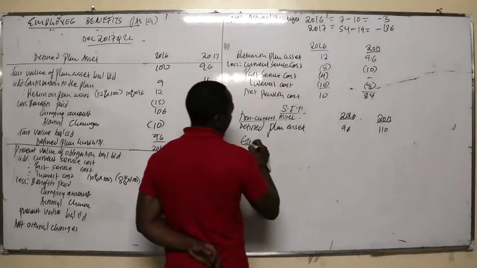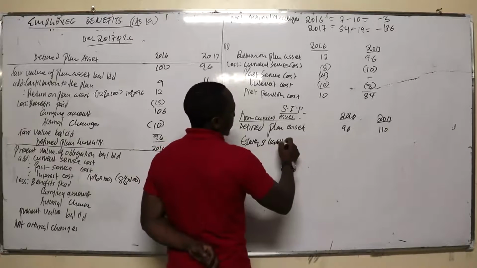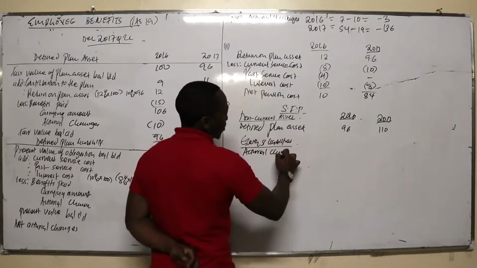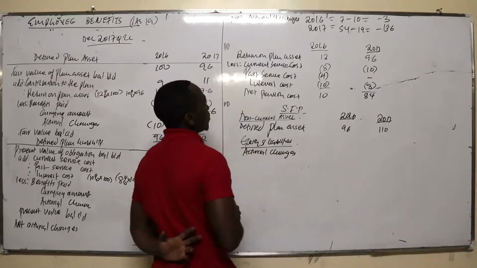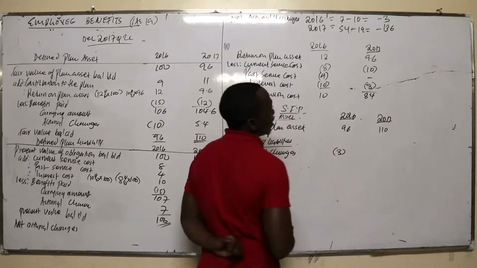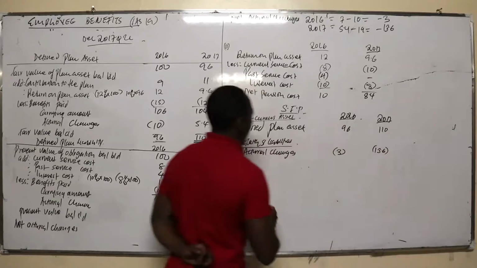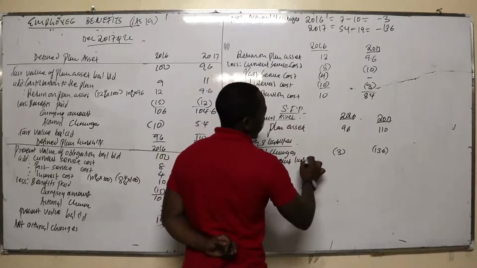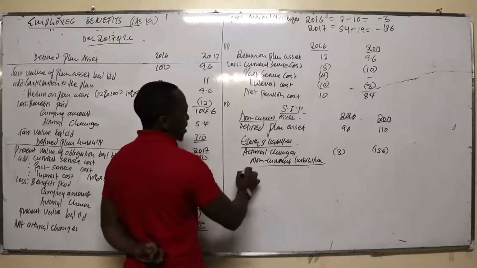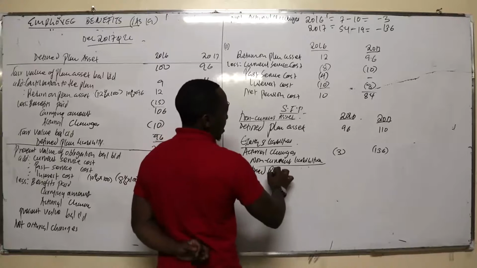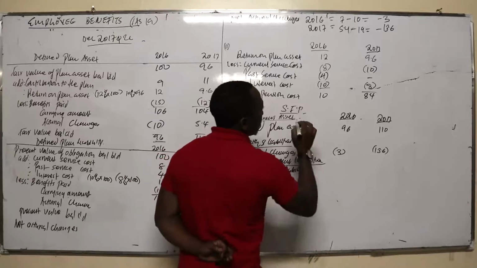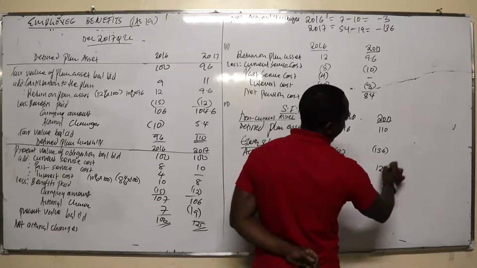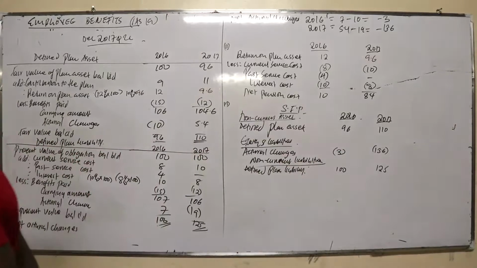Then under the equity and liabilities, under the equity, we have actuarial changes. They are part of reserves. For the two years, we have 3, and we have 13.6. And then under the non-current liabilities, we have defined plan liability. And we have an amount of 100 and 125. As simple as that.